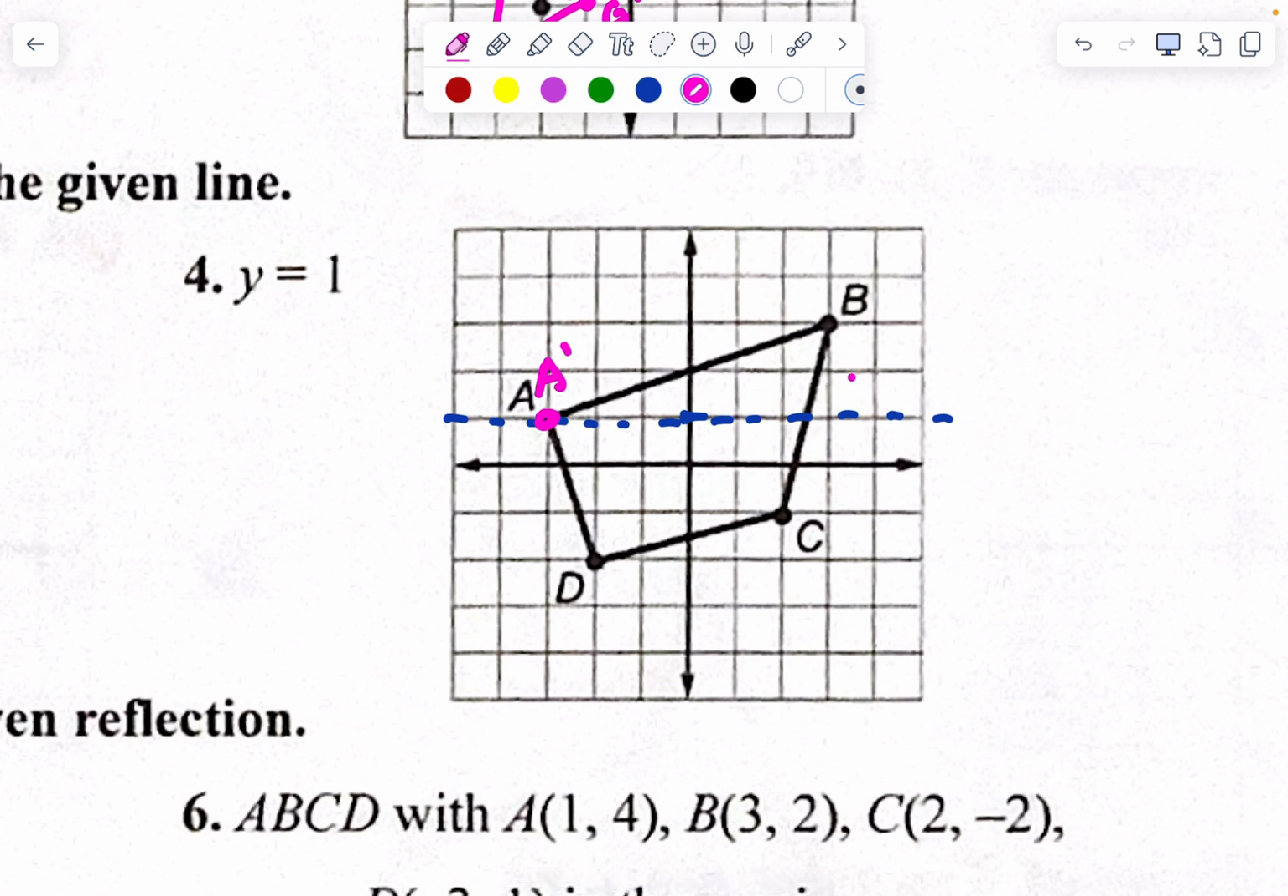B is 2 above, so he is 2 below. C is 2 below, so he is 2 above. D is 3 below, so he is 3 above. That's D prime. And there we go.